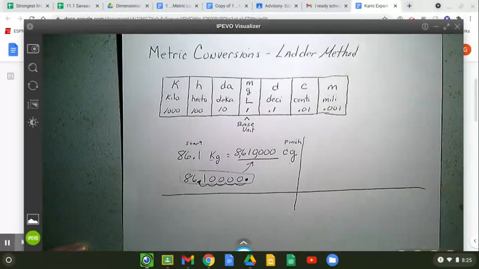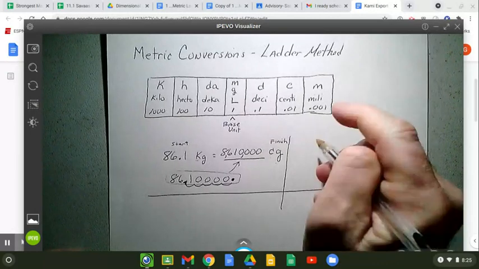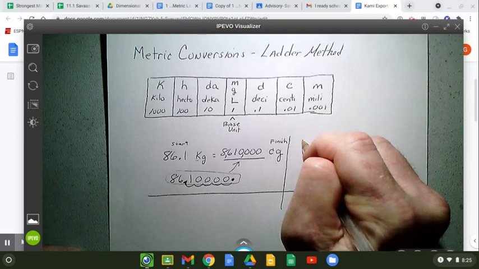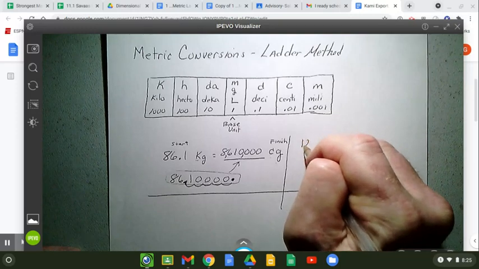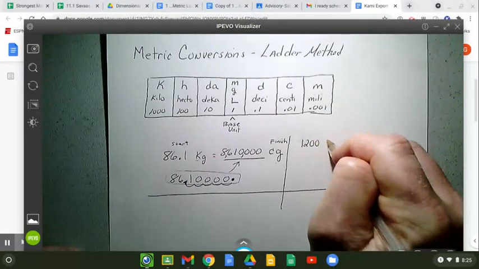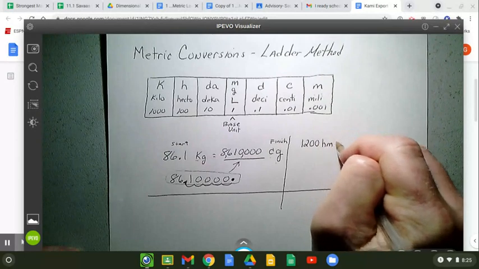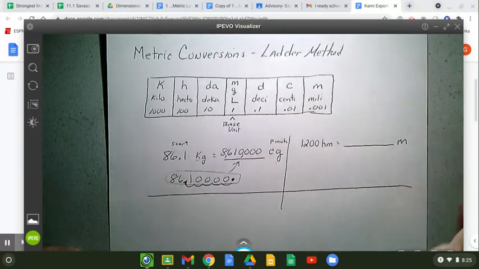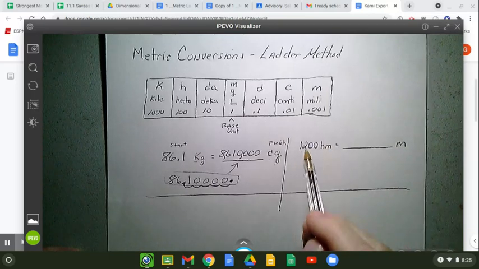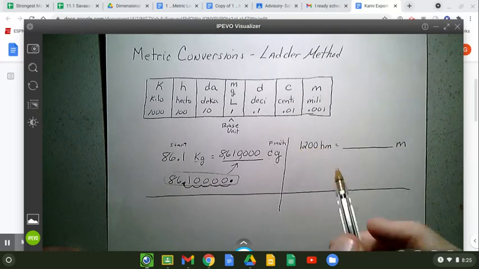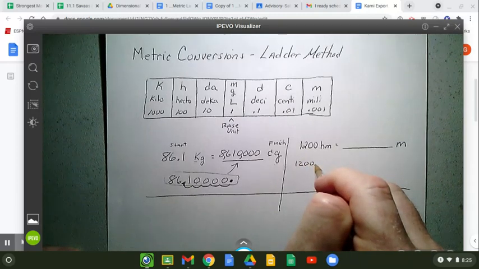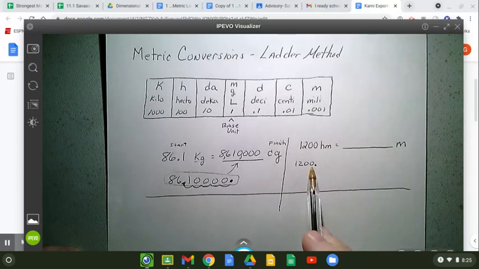All right, let's do another one. Let's say I have 1,200 hectometers, and I want to convert that to meters. Now notice there's no decimal point here, but I know without changing the value, the decimal point goes at the end. We want to make sure we see the decimal point here.